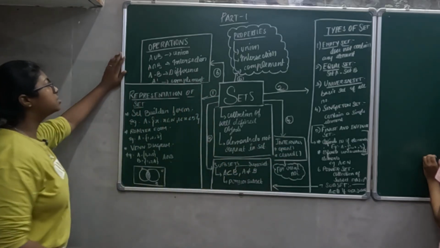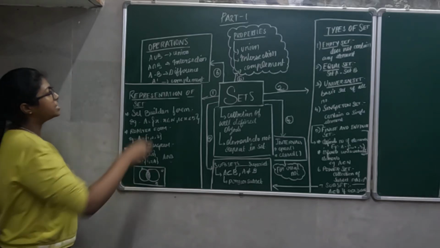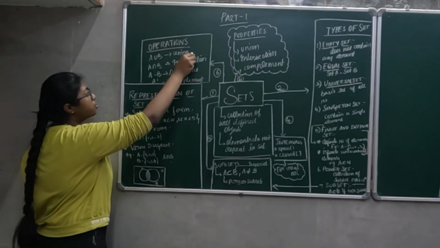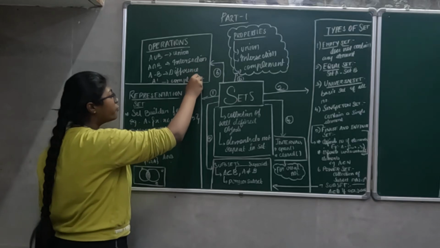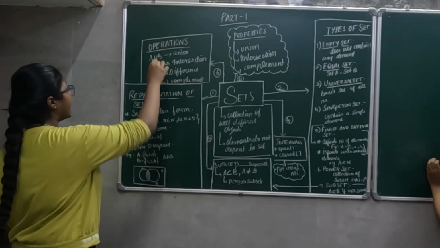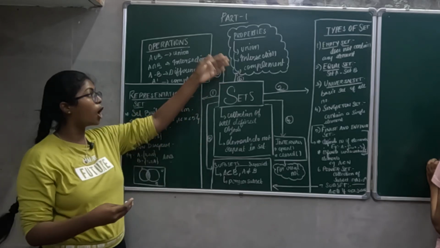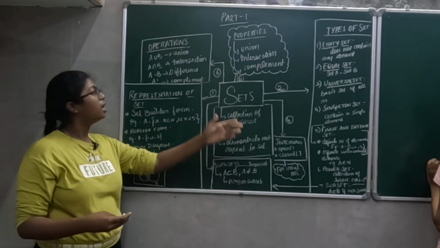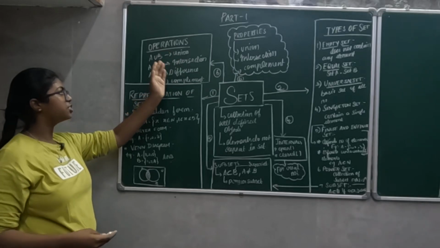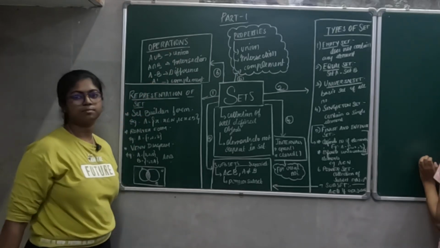Then the operations we are going to use for sets are union, intersection, difference, and complement. A union B, we will discuss later in the properties of sets. This is about union, intersection, difference and complement.